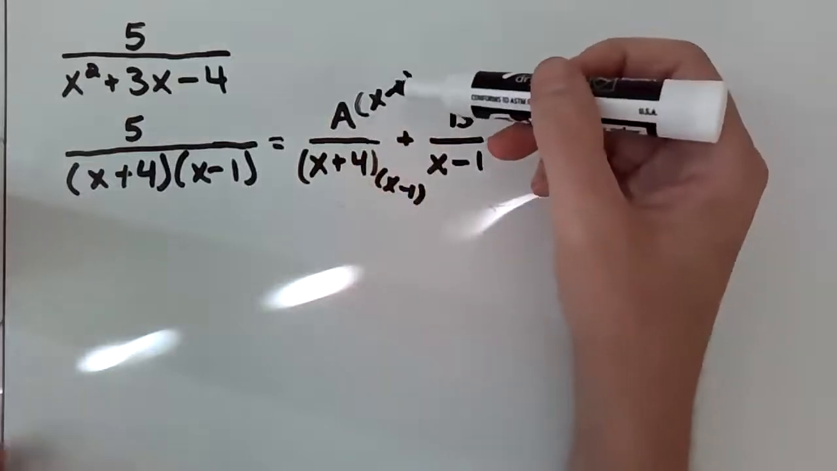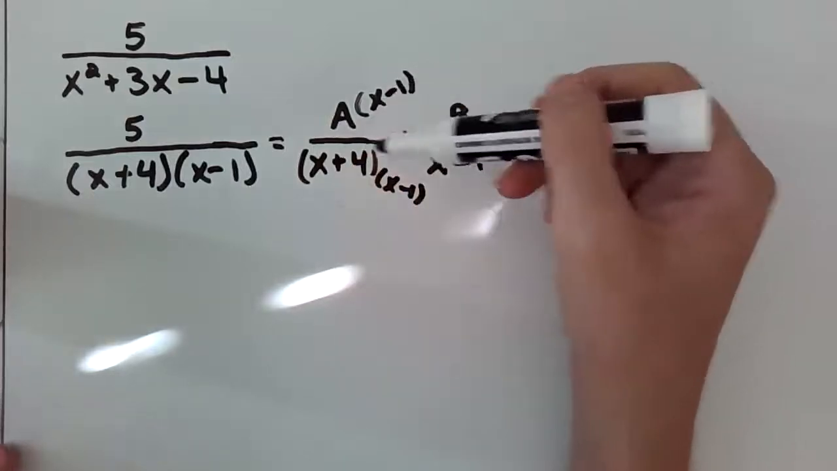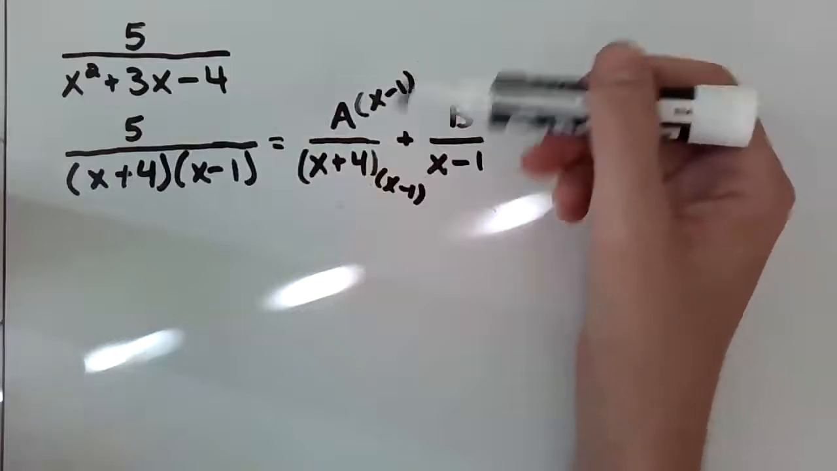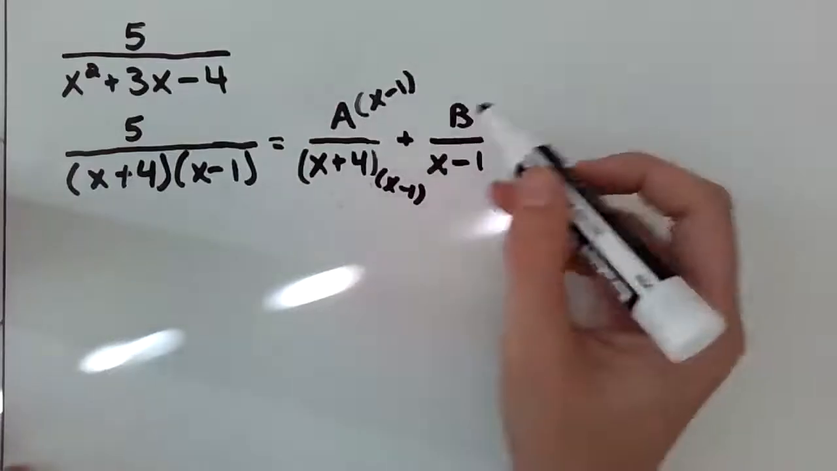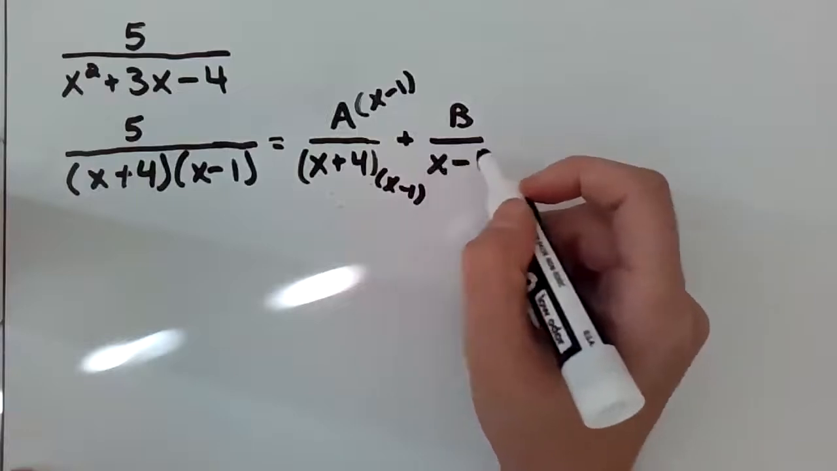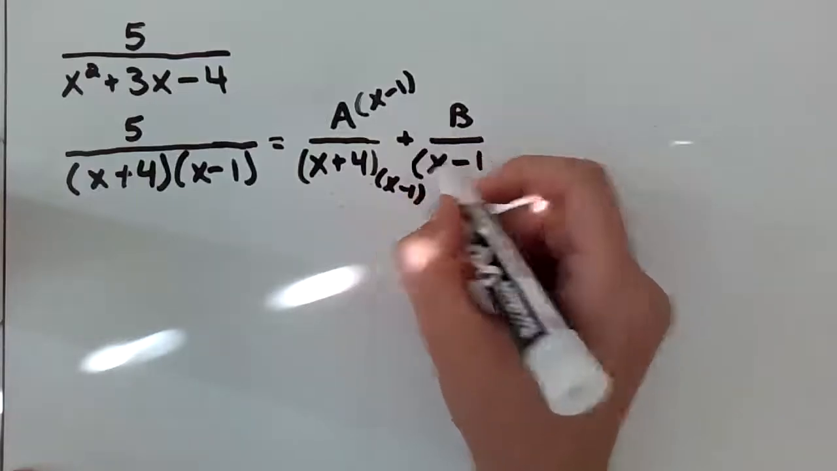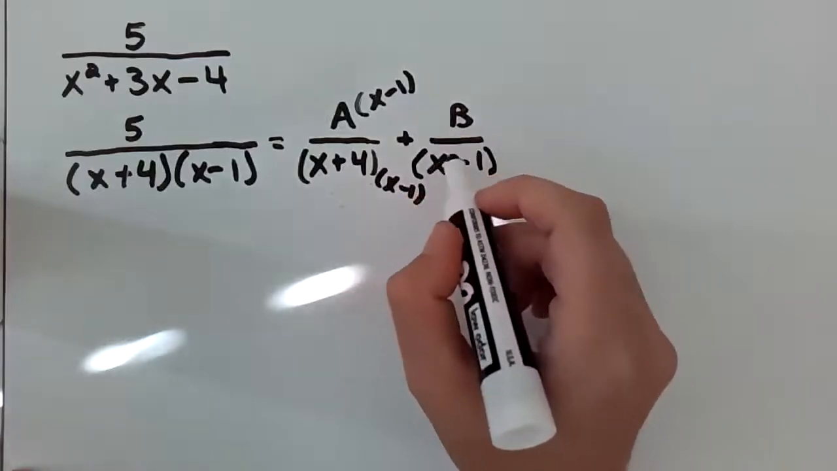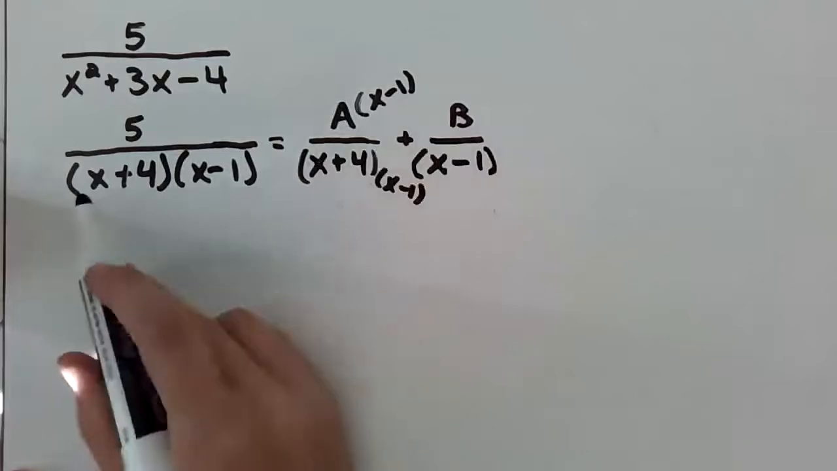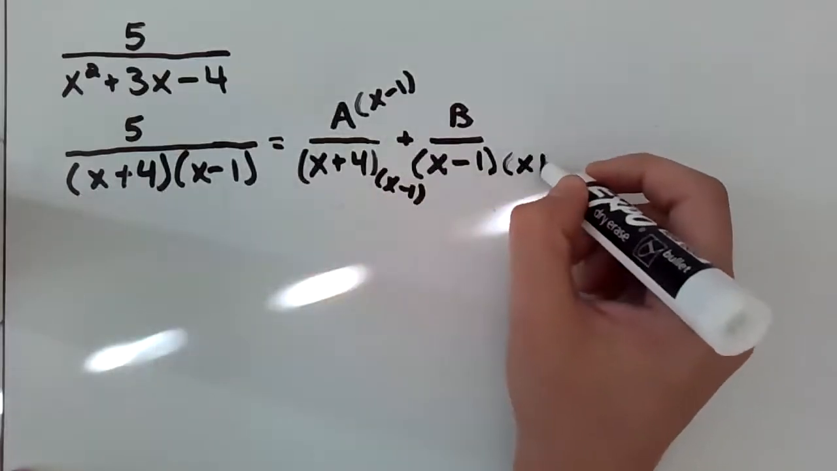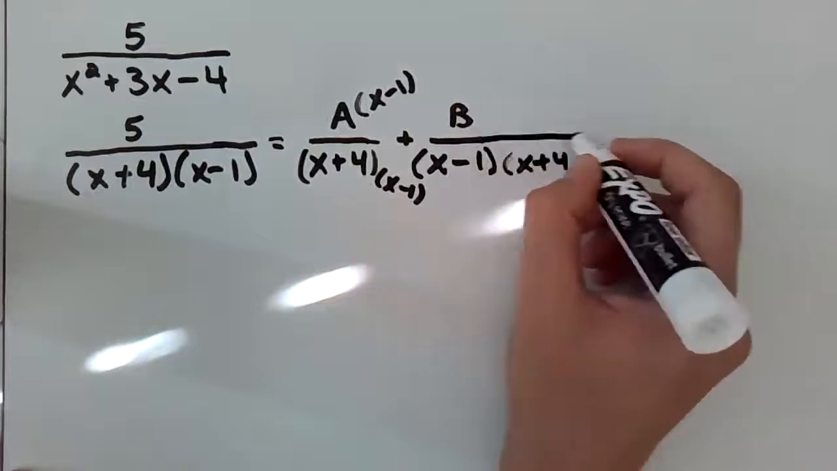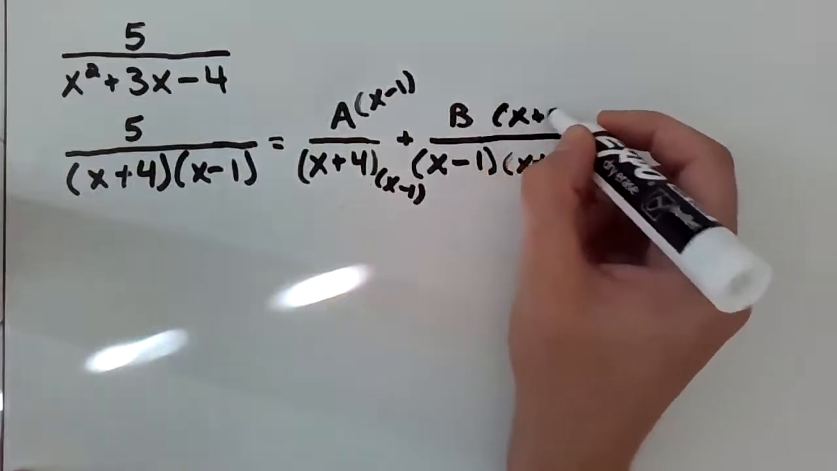Now, multiplying by x minus 1 divided by x minus 1 is equivalent to multiplying by 1. So I'm not changing the value of this fraction, I'm just changing the way it looks. Now over here, we want to do the same thing. This denominator has an x minus 1 term. It's missing an x plus 4 term. I'm going to multiply the denominator and the numerator by x plus 4.